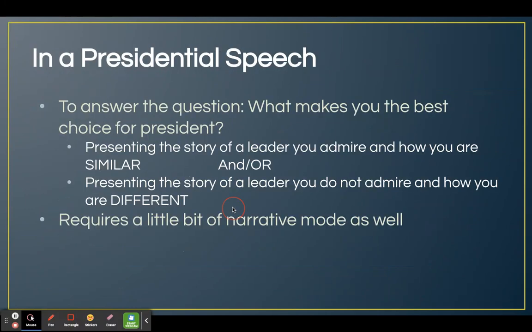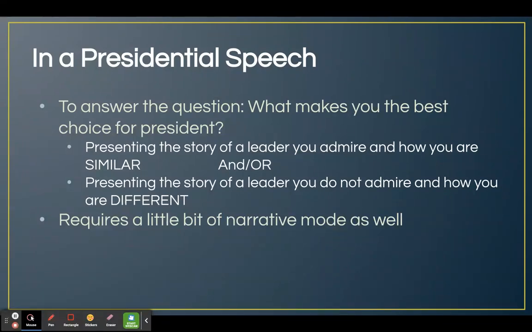All right. And then if this is your presidential speech, the comparison contrast, you are answering again what makes you the best choice for president, but you need to do one of two ways. Present the story of a leader you admire and how you are similar, or present the story of a leader you do not admire and how you're different, or both of those things. It requires a little bit of narrative mode because you're going to need to talk about your life and their life and kind of compare them.